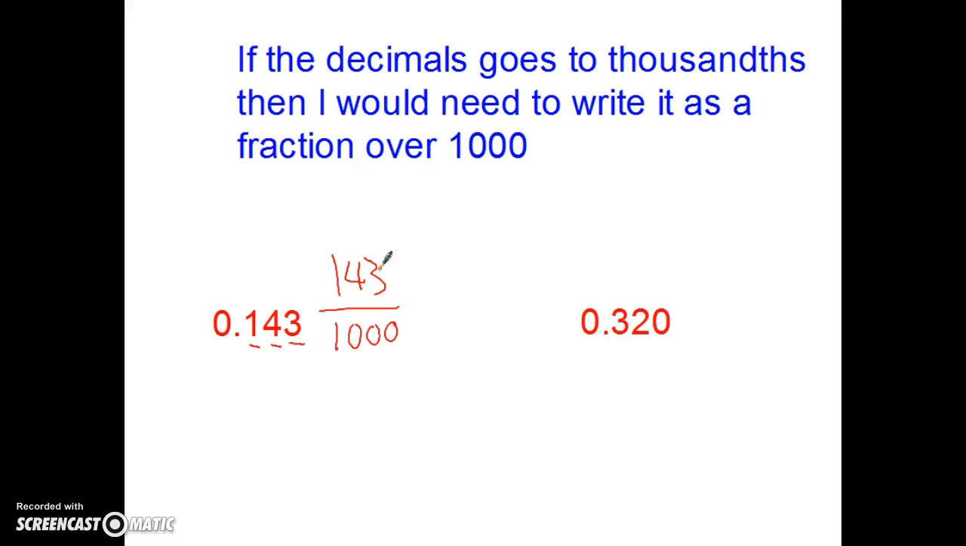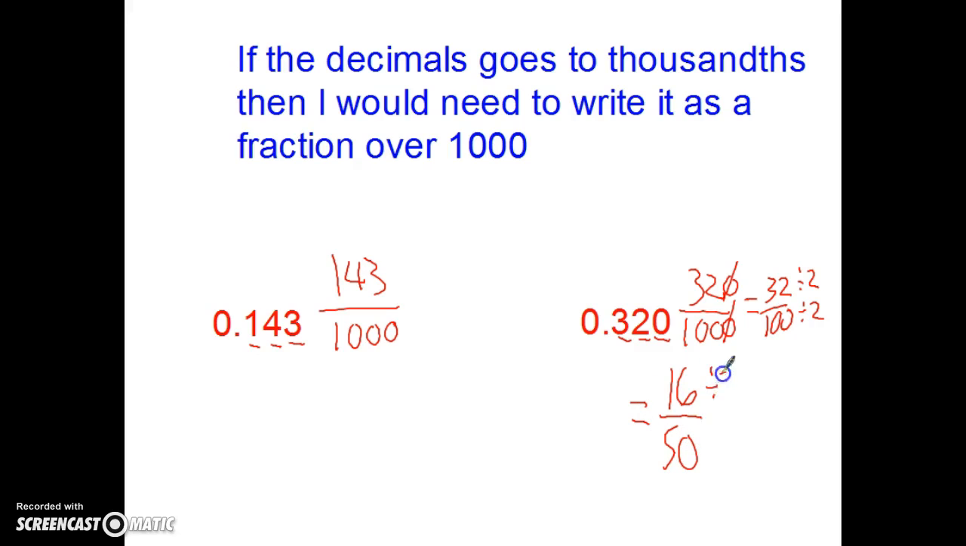This one, tenths, hundredths, thousandths, I got 320 over 1,000. Right away, I notice they both end with zeros, so basically I can just mark a 0 off of each end. That's what happens when I divide by 10. So now I'm at 32 hundredths. They're even, so I can divide by 2. 32 divided by 2 is 16. 100 divided by 2 is 50. They're still even. Let me go by 2 again. Half of 16 is 8, and half of 50 is 25. So 0.320, 320 thousandths, is really the same as 8/25.